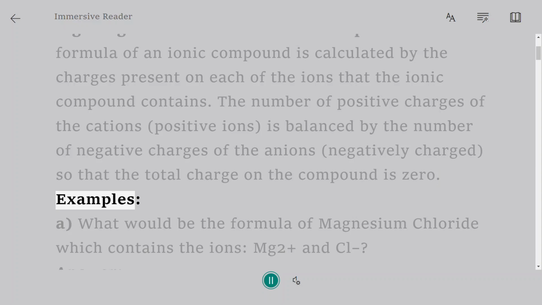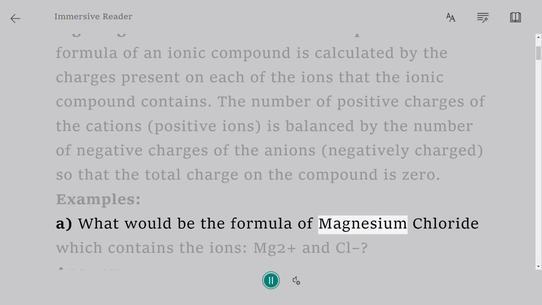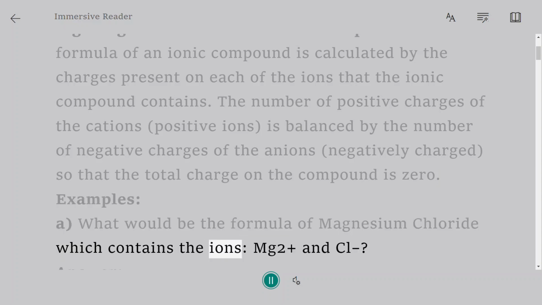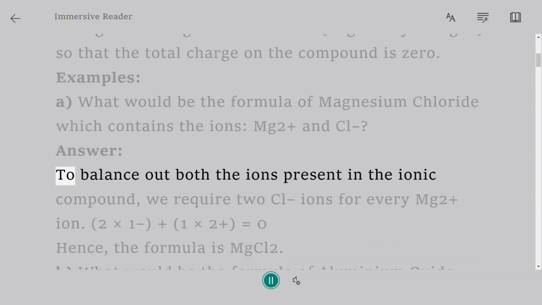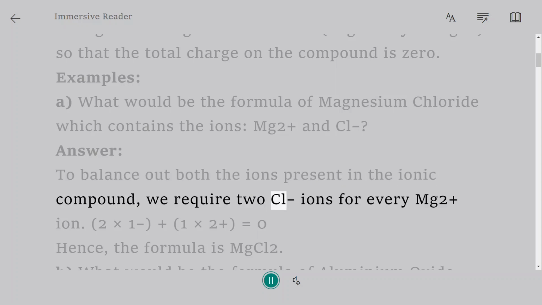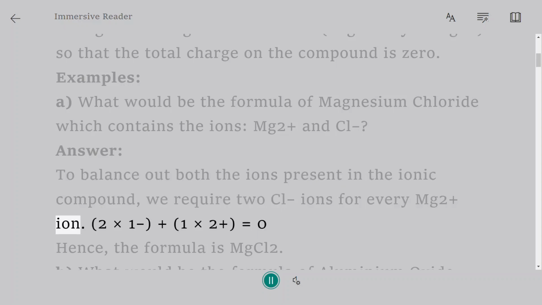Examples. A. What would be the formula of magnesium chloride which contains the ions Mg2+ and Cl-? Answer. To balance out both the ions present in the ionic compound, we require 2 Cl- ions for every Mg2+ ion. 2 times 1 minus plus 1 times 2 plus equals 0. Hence, the formula is MgCl2.